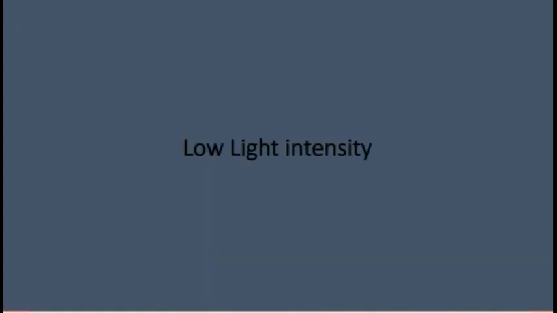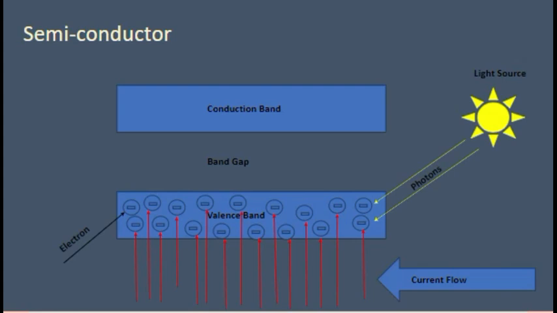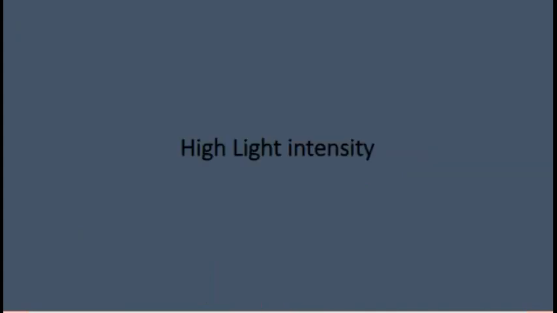In low light intensity, we observe the following. Photons coming from the incident light are absorbed by the semiconductor material, resulting in the excitation of electrons in the valence band, causing them to move through the band gap to the conduction band. Hence the minimum resistance of current flow through the semiconductor.